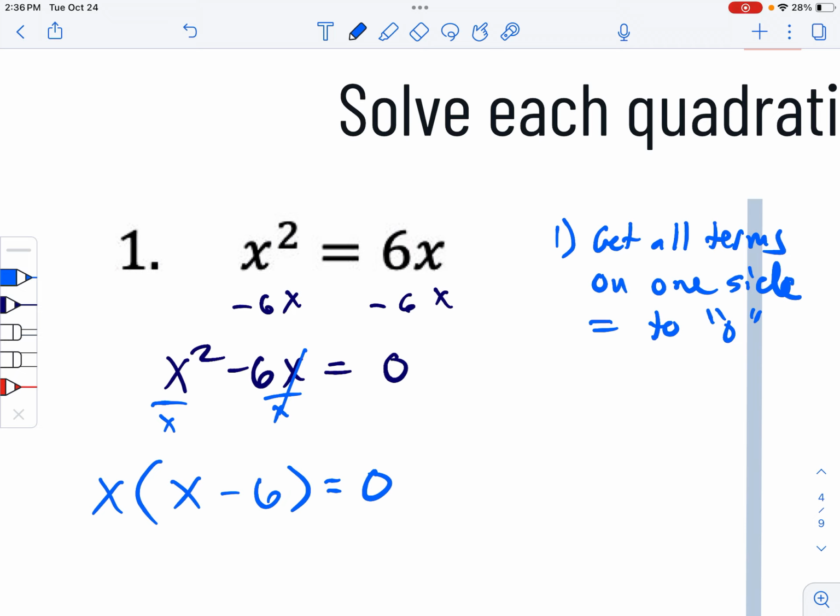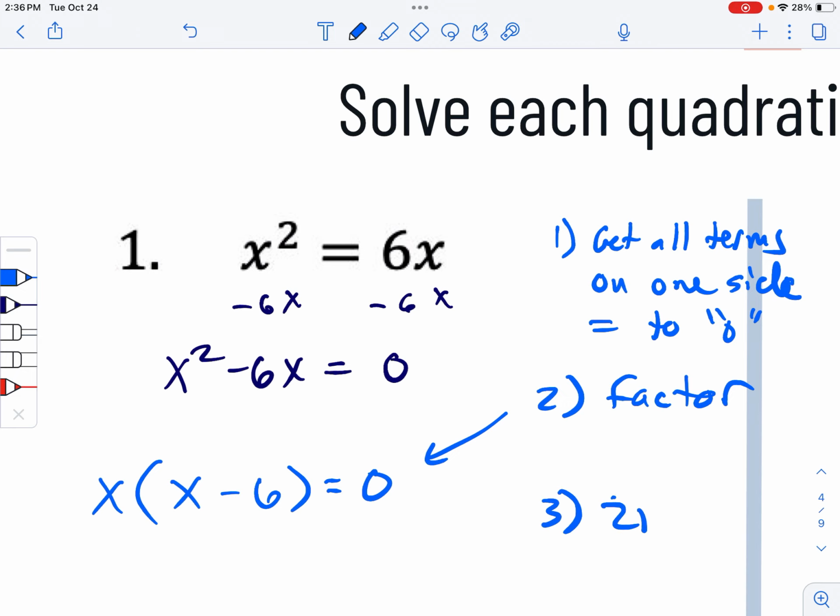So checking your work, x times x is x squared, that's good, and x times negative 6 is negative 6x, so it's factored correctly. Go back here, just so we've got the original function. So that was step 2, factor, and we just did that. We factored it.